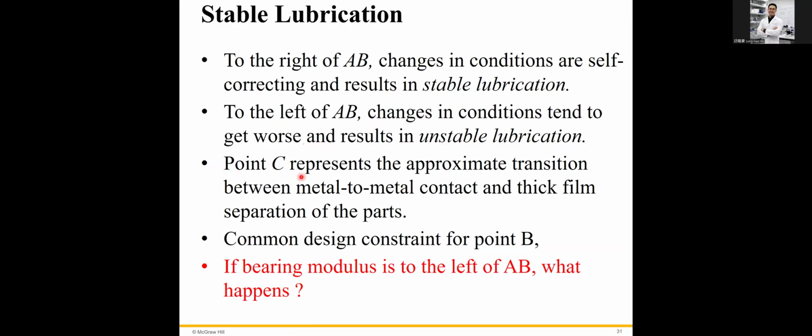And point C presents the approximate transition between the metal to metal contact and thick film separation of the parts. Okay, a common design constraint for point B. And if the bearing modulus is to be the left of AB, what happens? I already mentioned that, right?